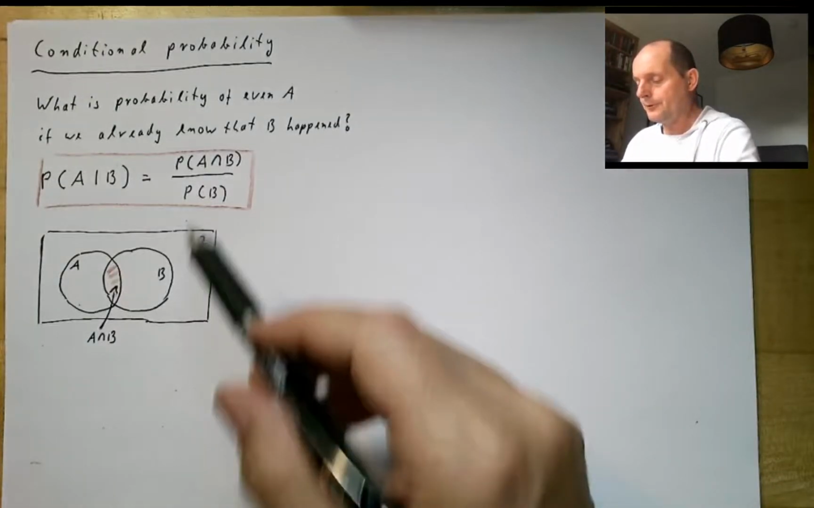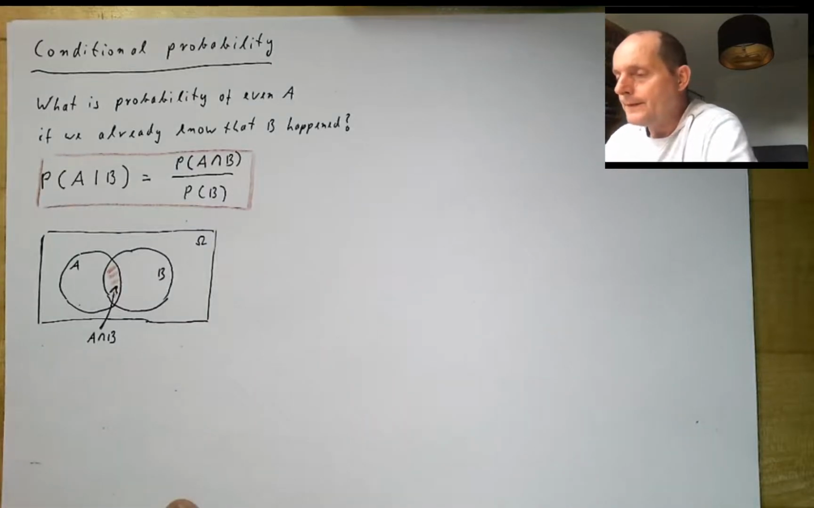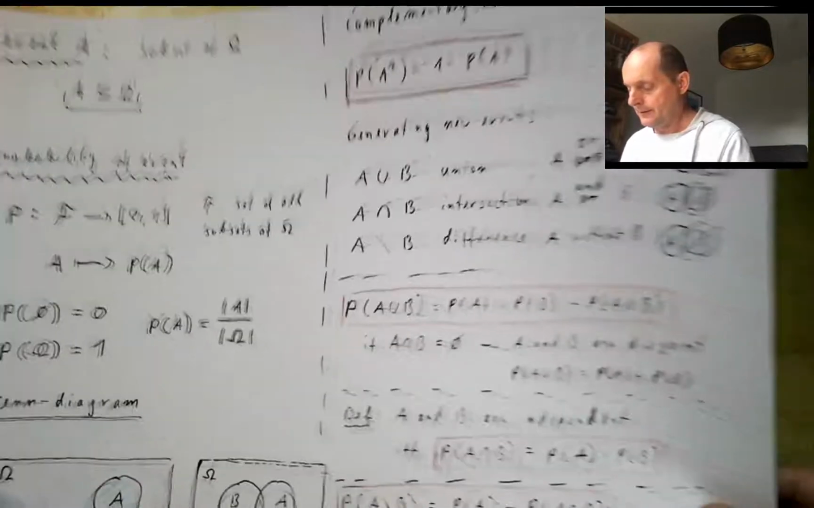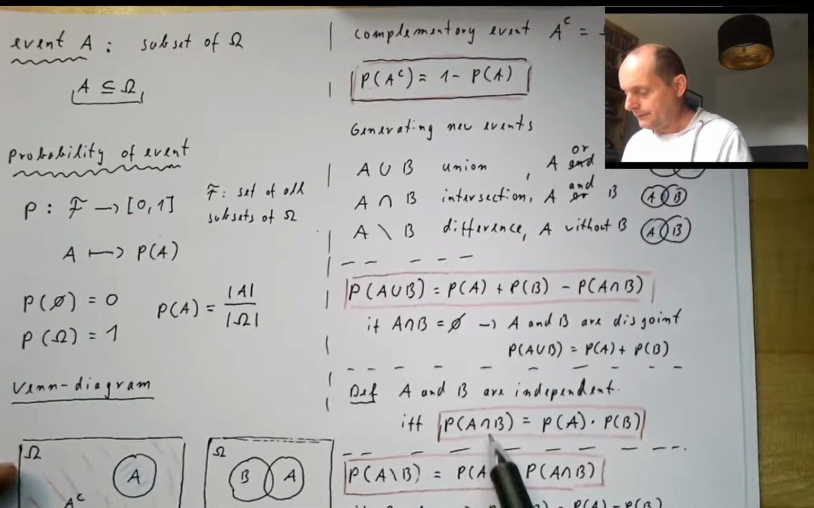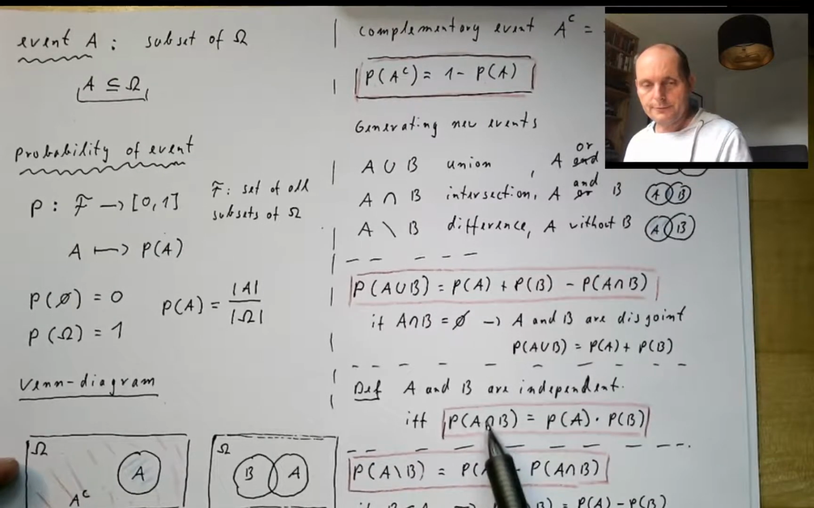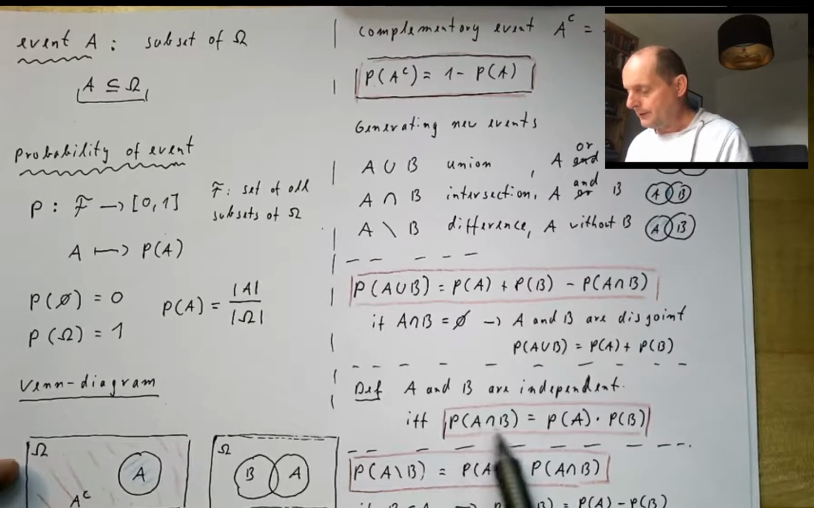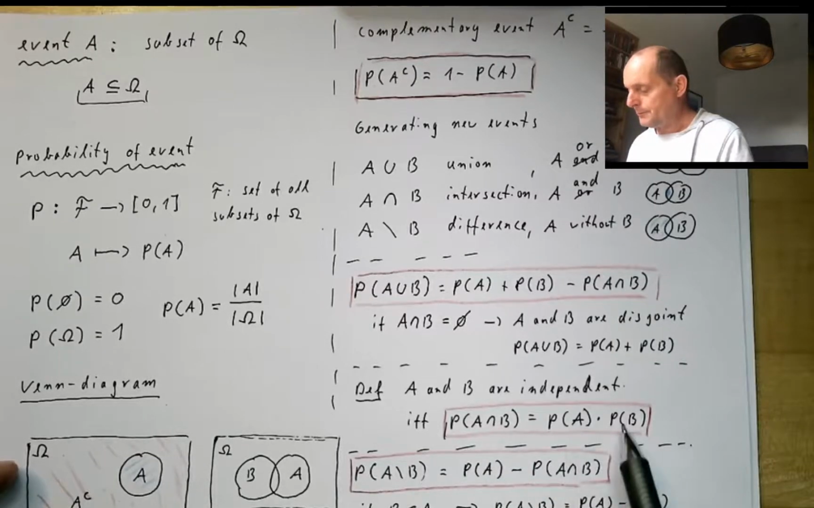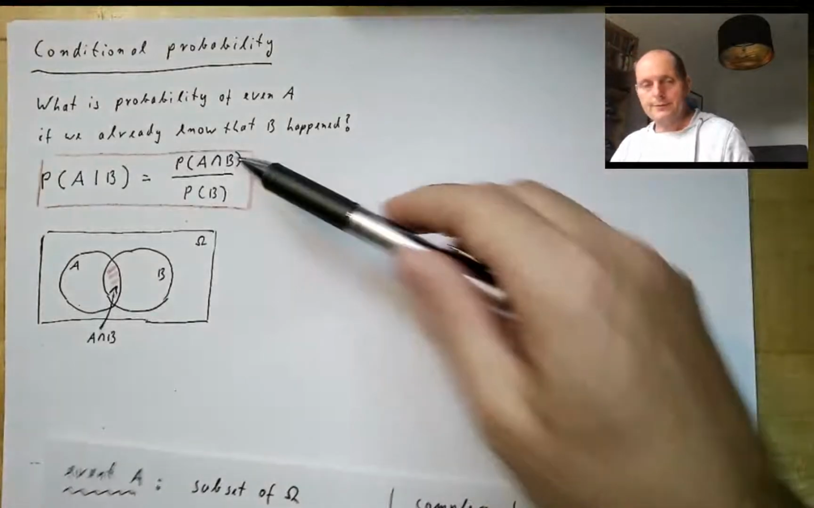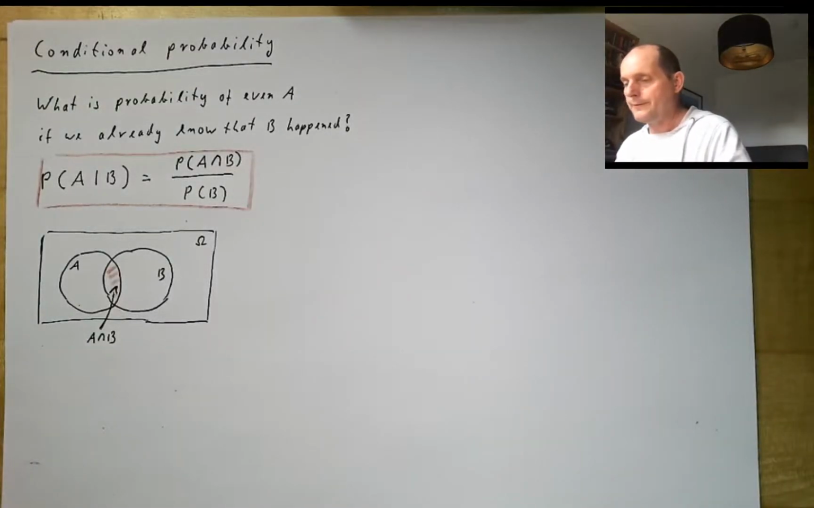Now, with these conditional probabilities, we can do some nice things. Maybe the first is we can extend our rule for the intersection of probabilities. This was a bit disappointing, maybe, because it was not really a calculation rule, it was more a definition. We said the probability of the intersection is the product of probabilities if the events are independent. But what does this mean? Now we also have the intersection here, so let's see what this gives.